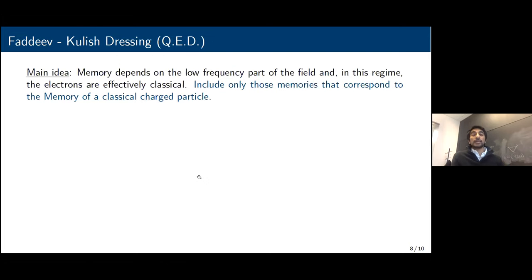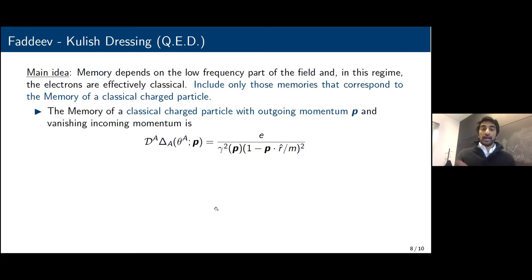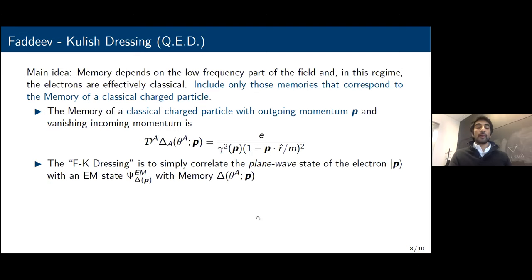Okay, so the main idea is that the memory depends on the low frequency part of the field, and in this regime, the electrons are effectively classical. So we're going to include only those memories that correspond to the memory of a classical charged particle. The memory of a classical charged particle with some outgoing momentum is given by a similar expression as before. Note that there's no null memory term, and delta is now a one form on the sphere as opposed to a two tensor. The Faddeev-Kulish dressing is to simply correlate the plane wave state of the electron to an electromagnetic memory state, but not any memory state: the memory determined by this classical relation.